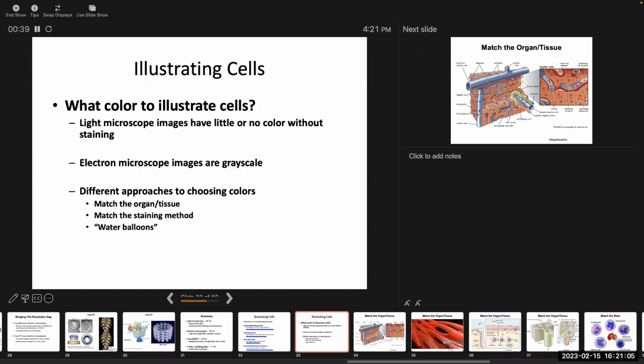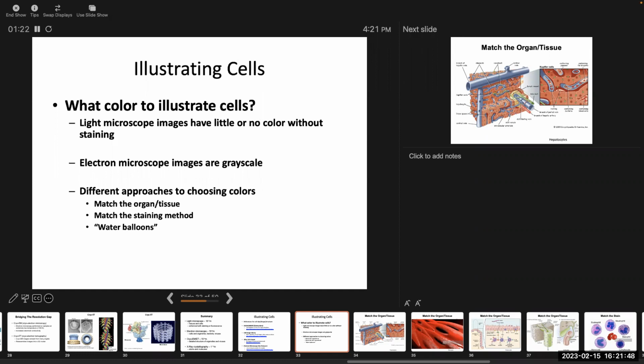Because remember that when you look at images of cells under a light microscope, usually they are completely clear and you can hardly see anything unless you stain them. So the only way you can see structures under a light microscope is to stain the sample or use fluorescence or something like that. But you're not seeing the actual color of the cells or the tissues that those cells come from. You're only seeing the color of the stain. So keep that in mind, that the colors that you often see in microscopic images of cells are not the actual colors of the cells themselves.